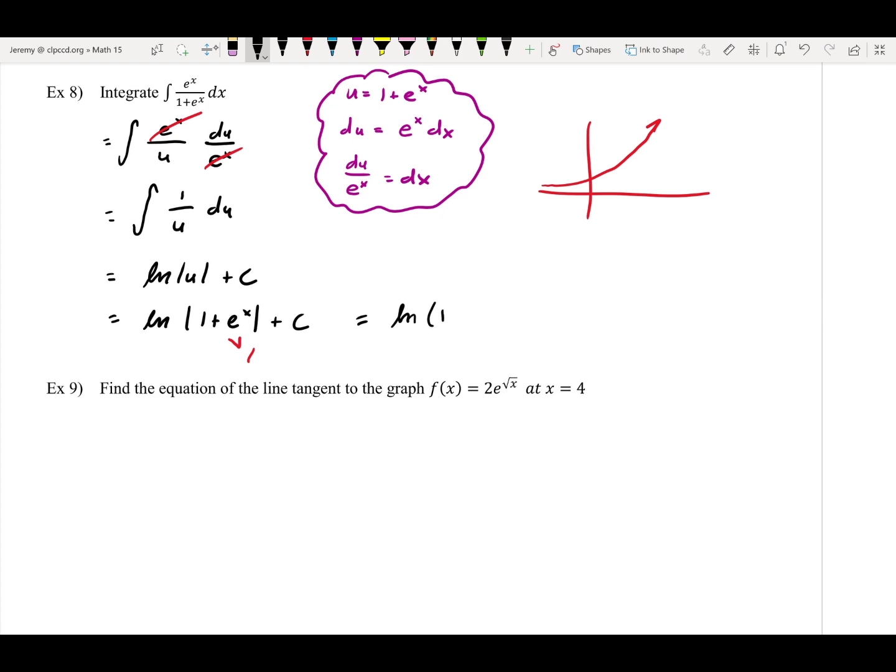So, just to be real clean about it, this is the same as the natural log of 1 plus e to the x. I don't need the absolute values because that's always going to be a positive output. So I'll write my answer like this.